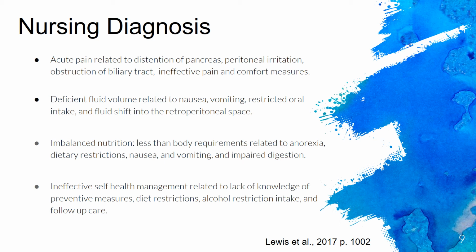Imbalanced nutrition, which is less than body requirements, related to anorexia, the dietary restrictions, nausea, and loss of nutrients from vomiting, and impaired digestion. Ineffective self-health management related to their lack of knowledge of preventive measures, diet restrictions, alcohol restriction intake, and follow-up care.